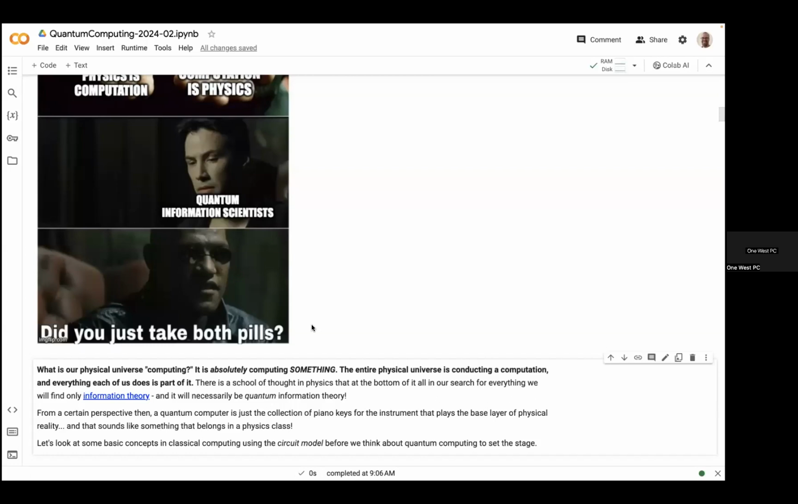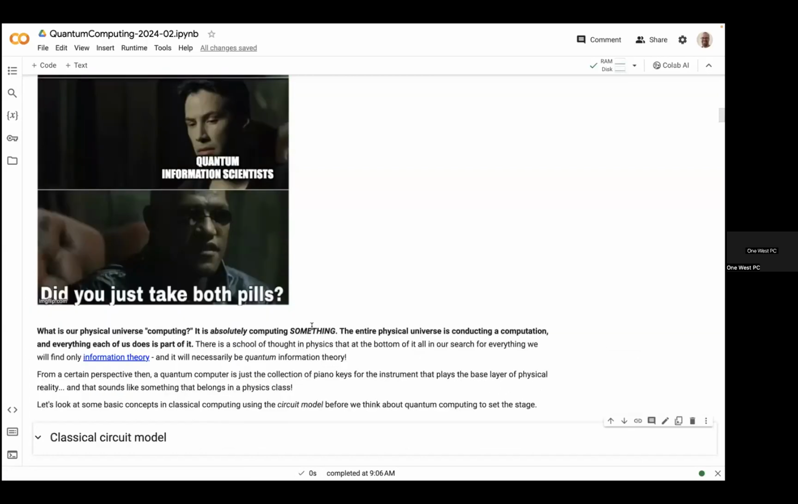It's like an API to physical reality. So that sounds like something that belongs in physics class, right? All right. So let's look at a couple of concepts from classical computing using the circuit model before we go to quantum computing to kind of set the stage.